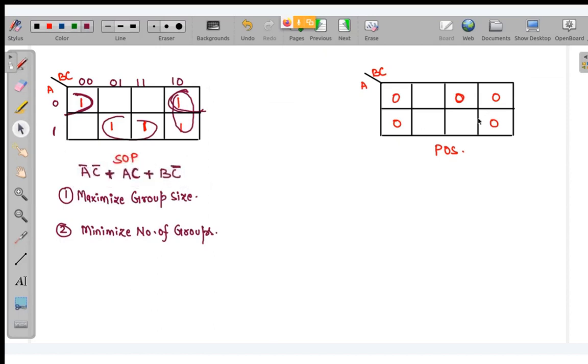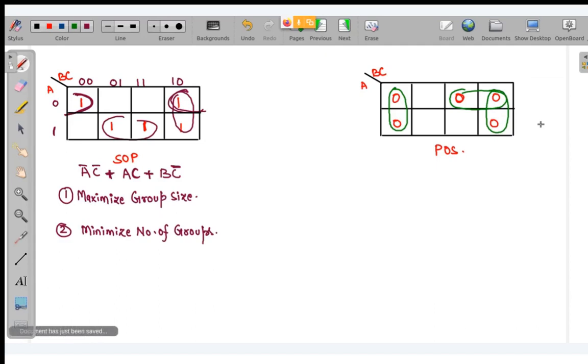Now if you want to write POS for this expression, look very carefully how I make the groups. First look, I can make a group of 2 like this. One more I can make like this. And one more I can make like this. Tell me, is this correct? Okay, this is correct. Grouping is correct. But you won't be getting minimized Boolean expression or minimized POS form.